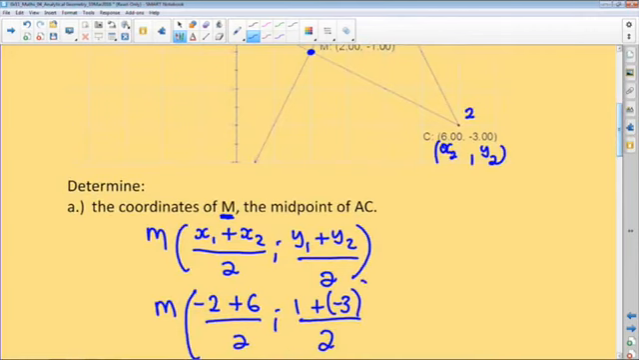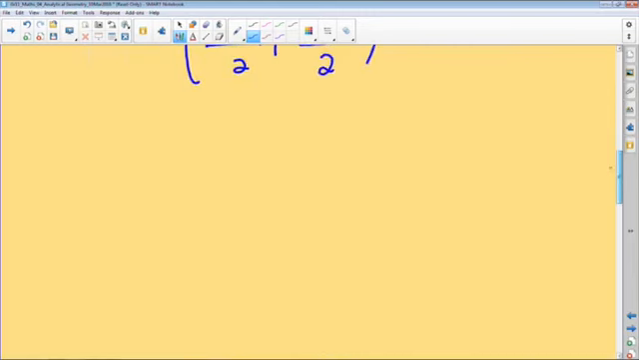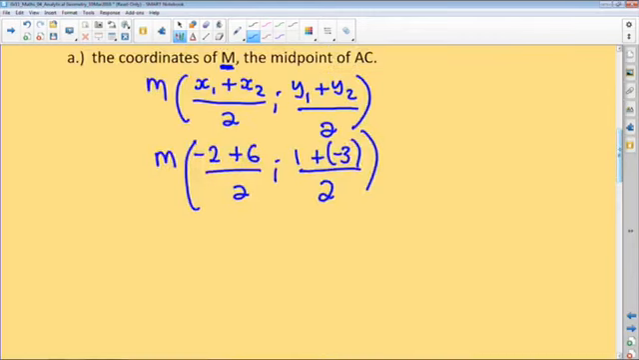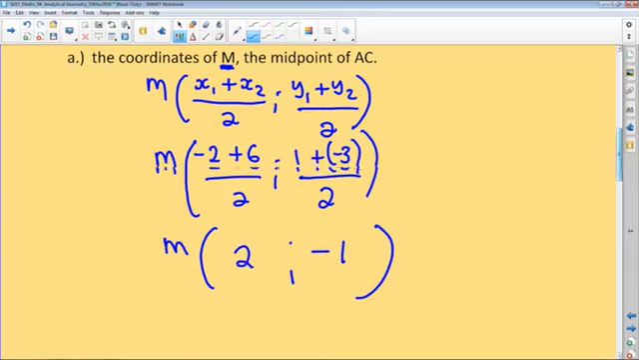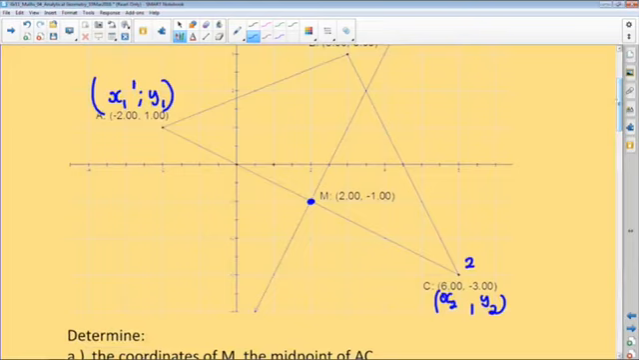Okay? And then which simplifies to, you have now your M is minus 2 plus 6, that's 4 divided by 2, it's 2. And then 1 minus 3, that's minus 2, over 2, that's minus 1. So your coordinates of M, it's true that it's 2 and minus 1. Right.